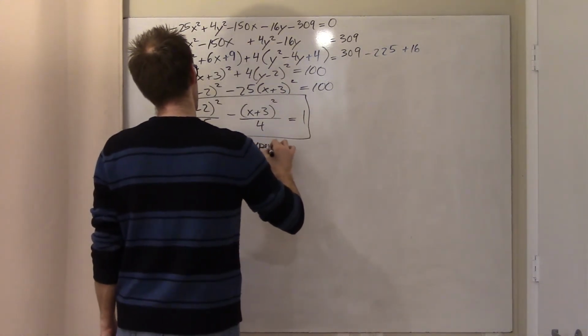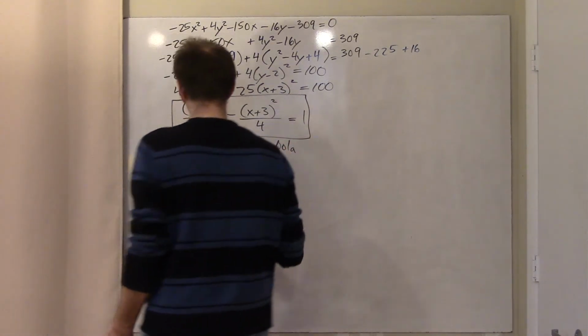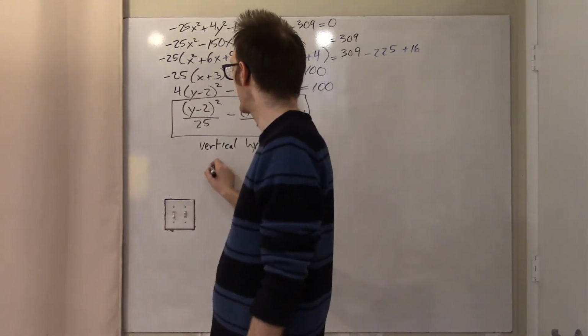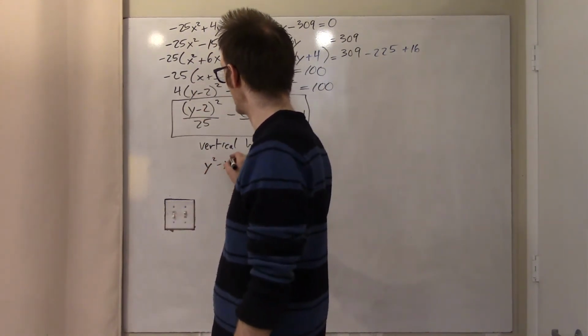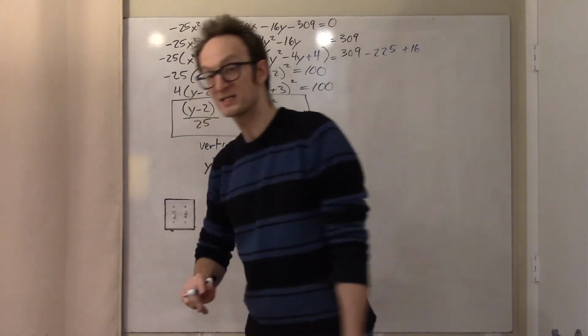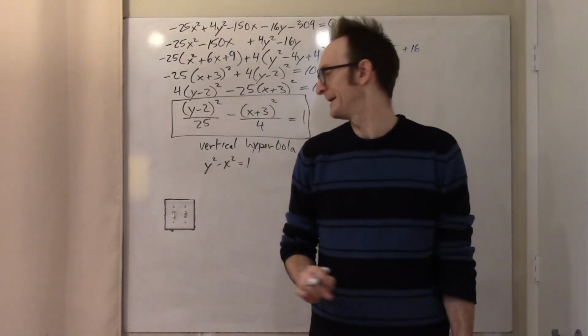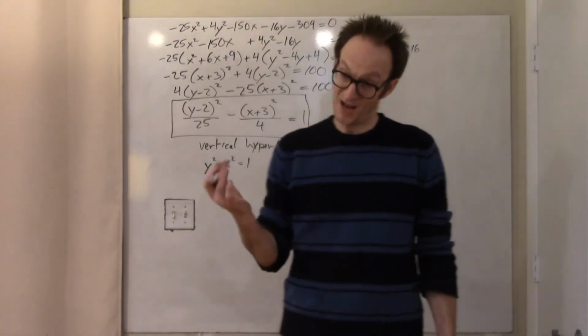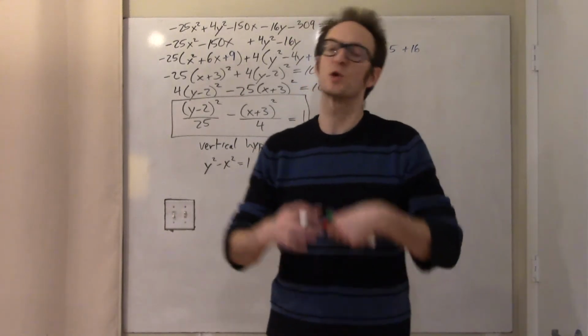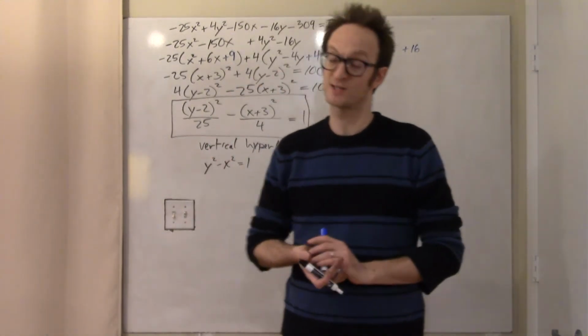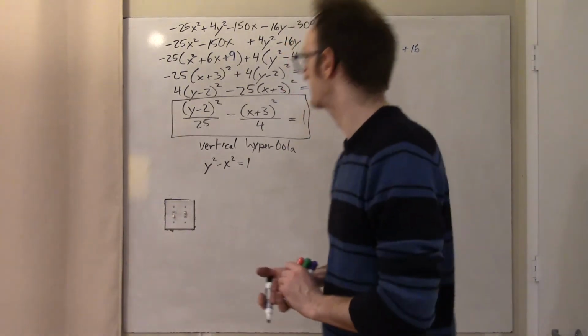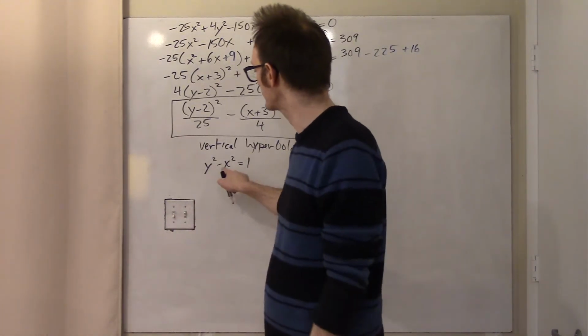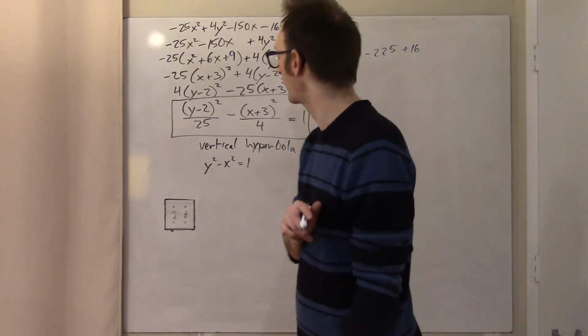hyperbola. And I think I mentioned this in one of the other videos, but you can think of y squared minus x squared equals 1 as sort of the unit circle of hyperbolas. In fact, it's called the unit hyperbola. So if this small digression helps some of you, then that would be something worth doing.